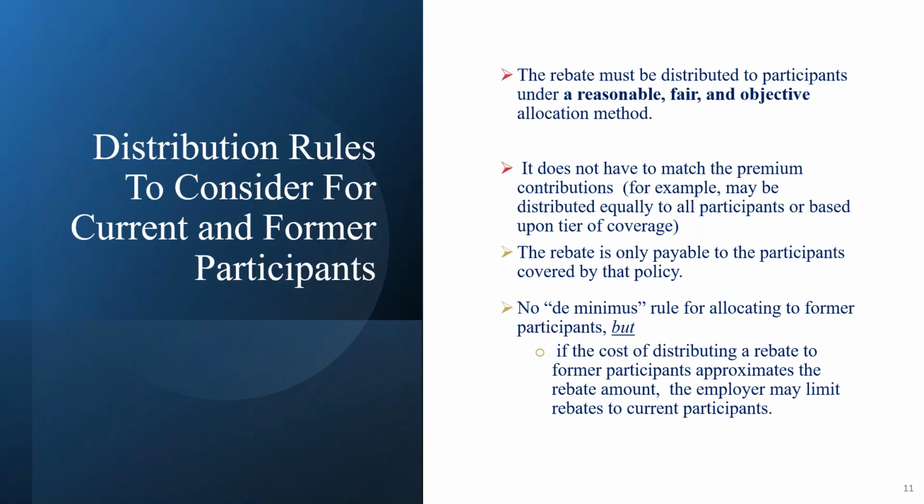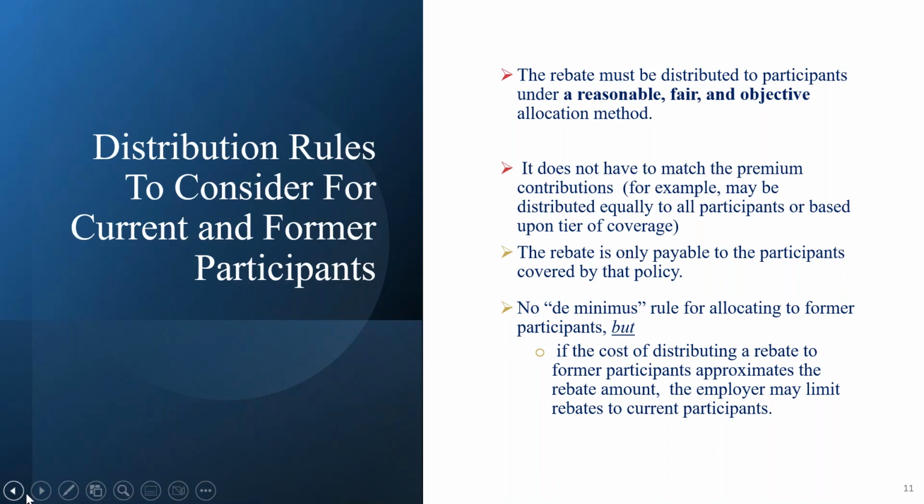You should only use it for the participants covered by that policy. And while there isn't really a de minimis rule, meaning there is no floor, you don't say, well, if it's $20, I don't need to give it to former participants. Mentally, you're supposed to look and say, is the cost to give this to somebody who is no longer participating, whether they're still there or not, going to cost me as much money as the rebate is? And if so, you can limit it to current participants. And I can tell you, by and large, 99.9% of the time, that's what clients do.